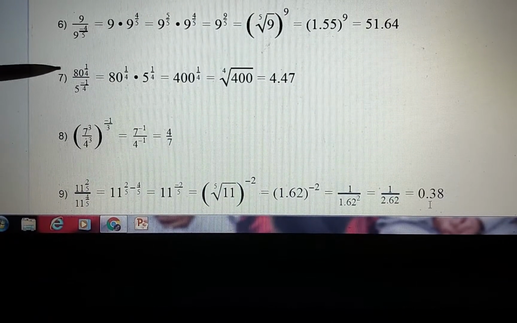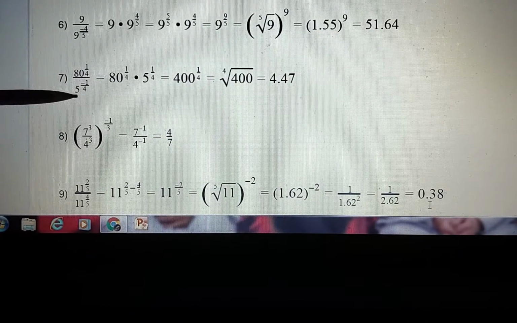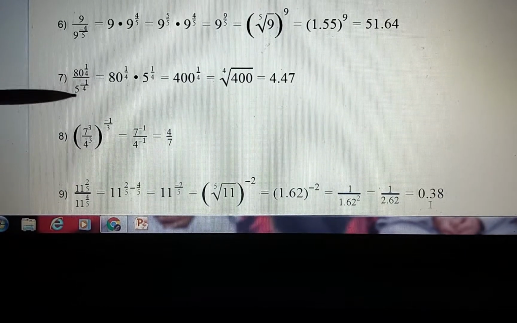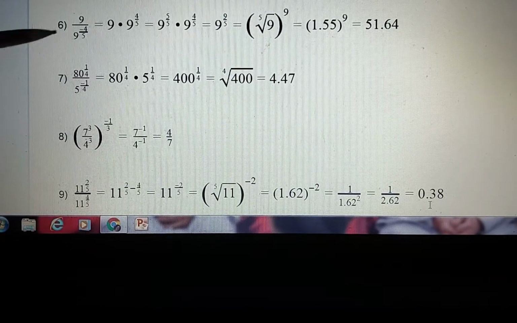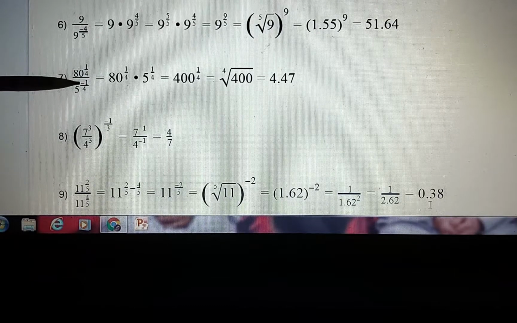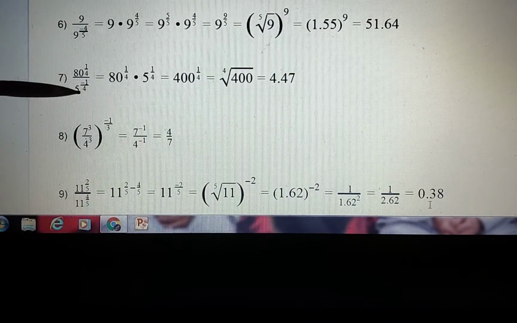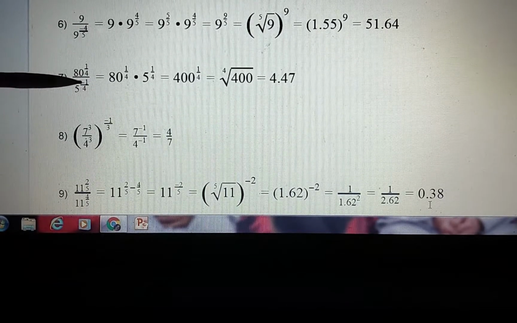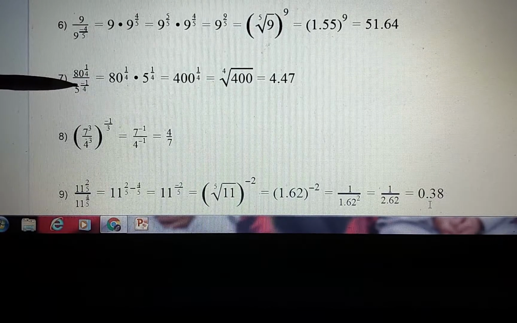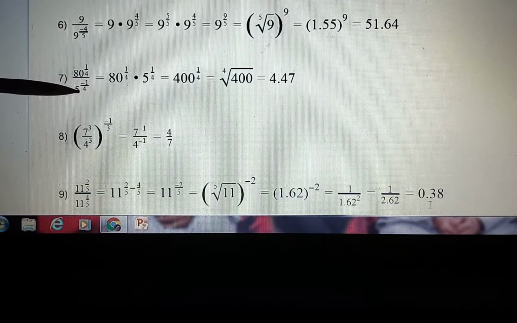Okay, number 7. 80 to the 1/4 over 5 to the negative 1/4. Bases are not the same, so it's not the same problem as number 6. Okay, I can't keep the base and subtract the exponents. My exponents are similar, but they're not identical, so I can't do 80 divided by 5.